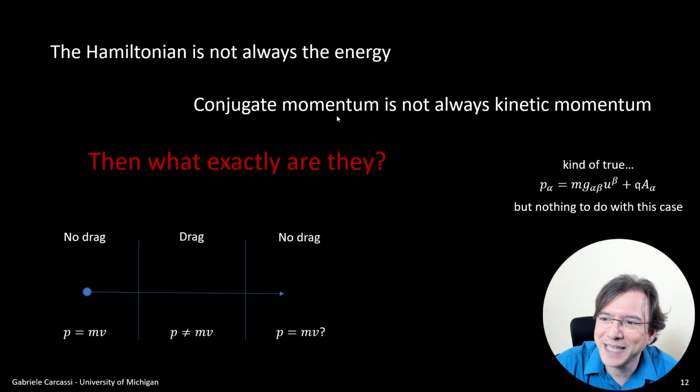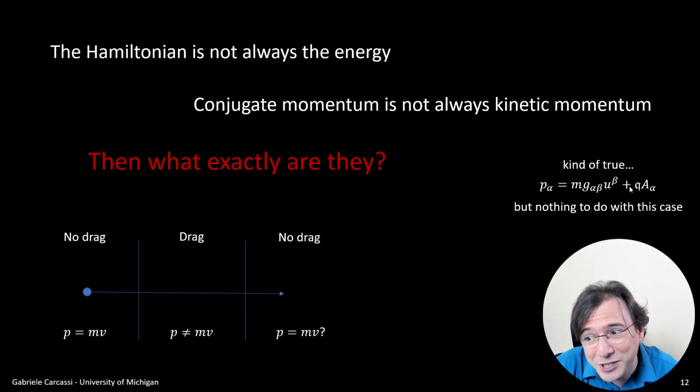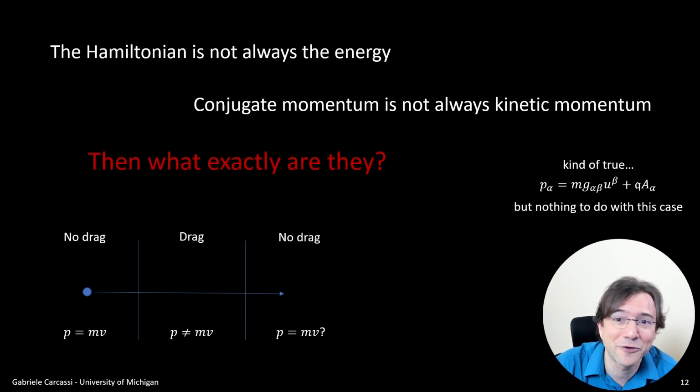And the issue here is that this is actually kind of true, because the conjugate momentum is the kinetic momentum plus essentially the vector potential for the EM field or the other field that you might have. And so it is true that the conjugate momentum is not always the kinetic momentum. It's only equal when you do not have forces and you are in an inertial frame. That's essentially the only case where it's true. But it has nothing to do with what we saw before.